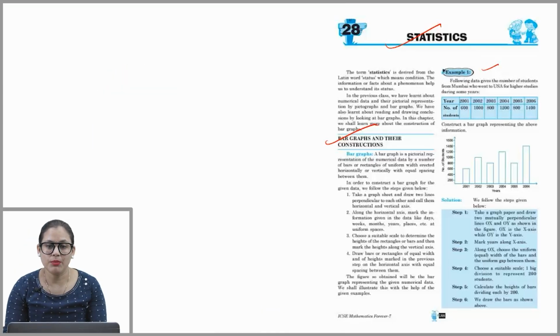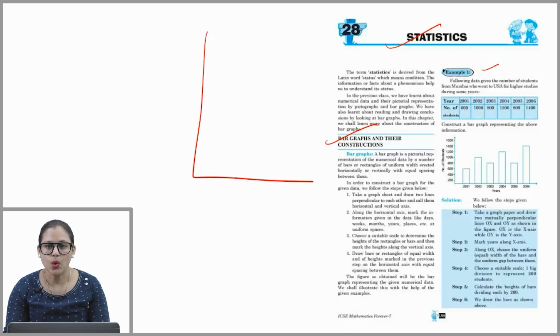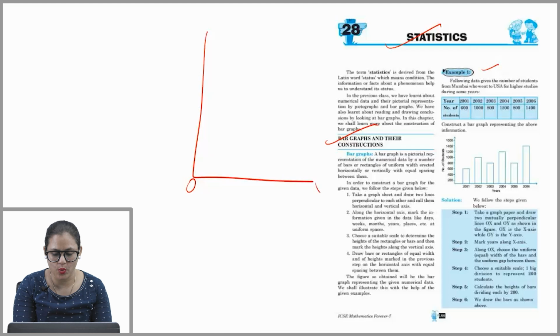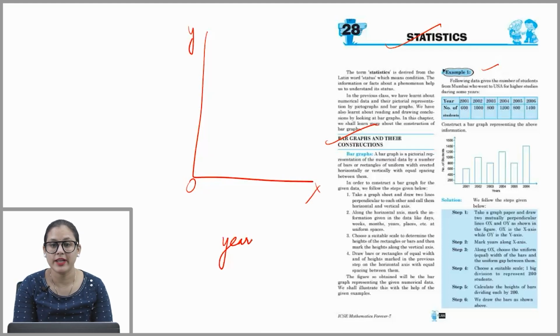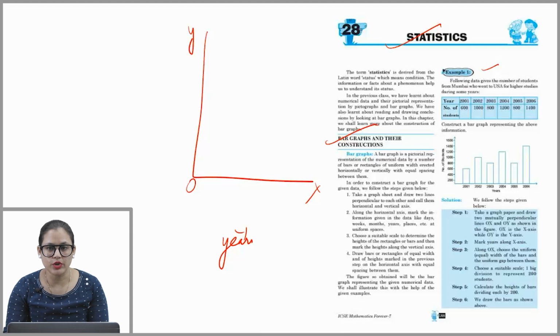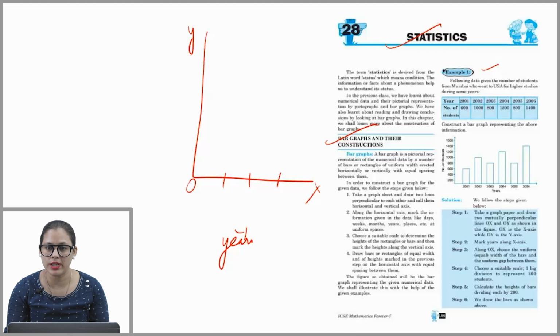Now the solution. Step 1, take a graph paper and draw two mutually perpendicular lines OX and OY as shown in the figure. OX is the x-axis and OY is the y-axis. Step 2, mark years along the x-axis. Step 3, along OX, choose the uniform equal width of the bars and uniform gap between them. Gap should be uniform, equal. Step 4, choose a suitable scale, one big division to represent 200 students. Step 5, calculate the heights of bars by dividing each by 200. And step 6, we draw the bars as shown above.